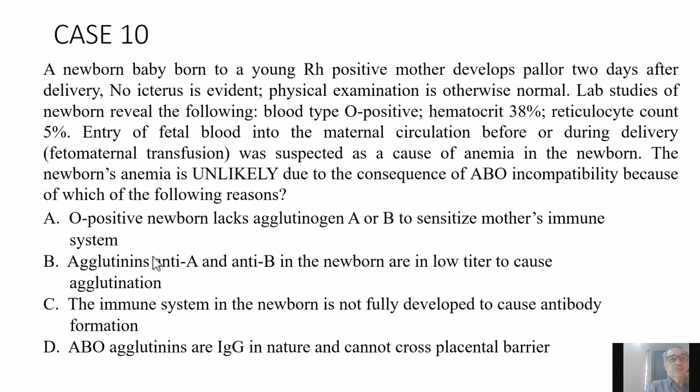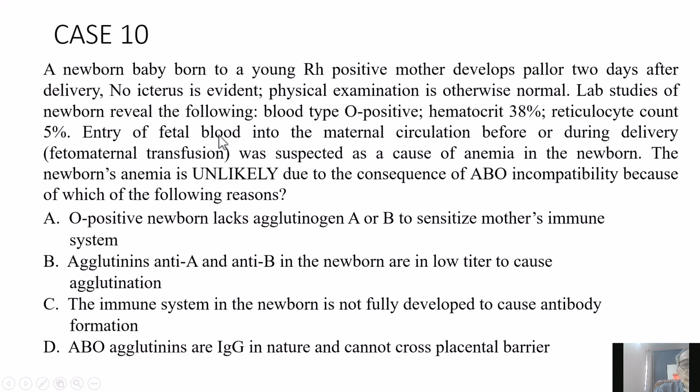Case 10. A newborn baby is born to a young Rh positive mother. The baby develops pallor two days after the delivery. No icterus. Physical examination otherwise normal. Lab studies: the infant is O positive. Hematocrit 38, reduced. Reticulocyte count is slightly high.